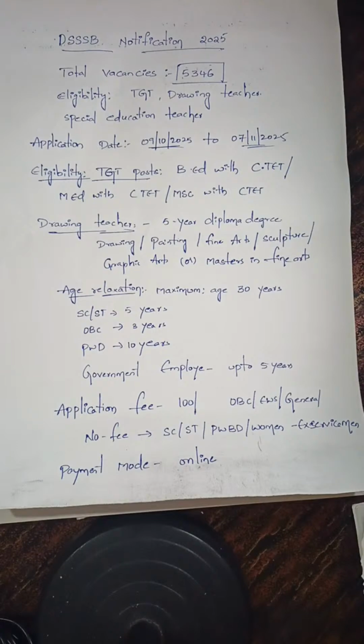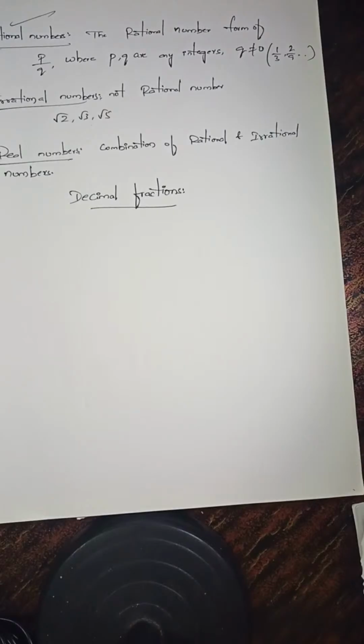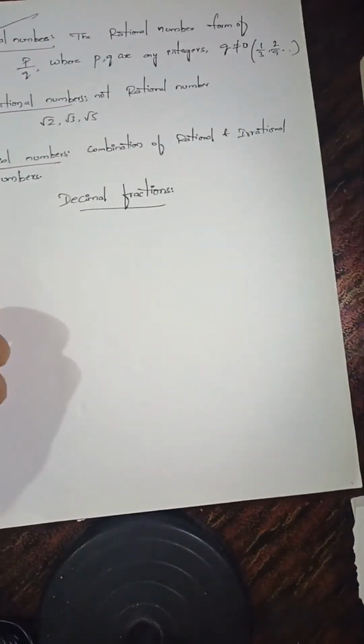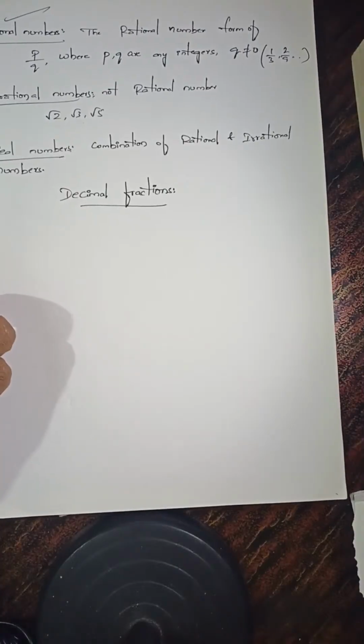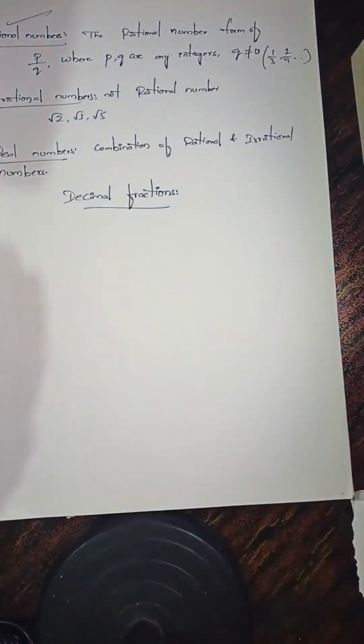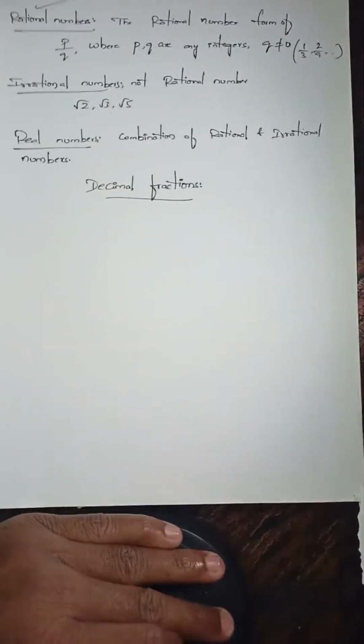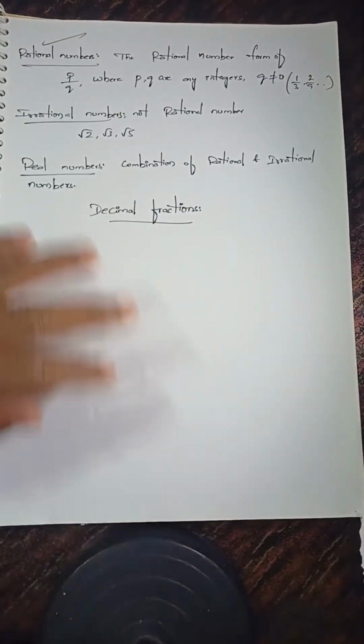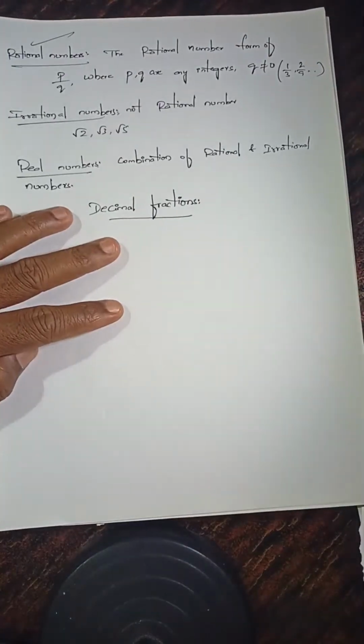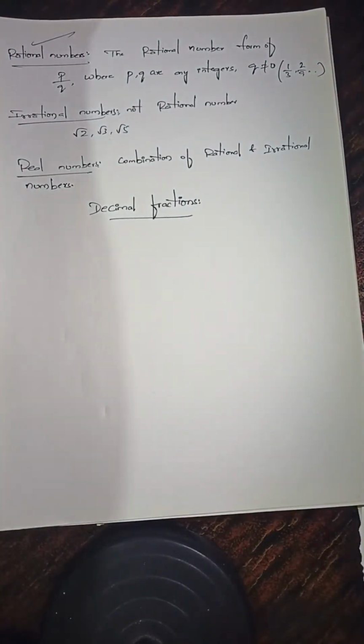So let's continue our class where we have stopped yesterday. We are going to continue from there itself. Decimal fraction. Now we are going to continue our class of decimal fraction where we have stopped yesterday. From there onwards we are going to continue our class. I think everyone can see clearly. Yes, let's continue our decimal fraction.